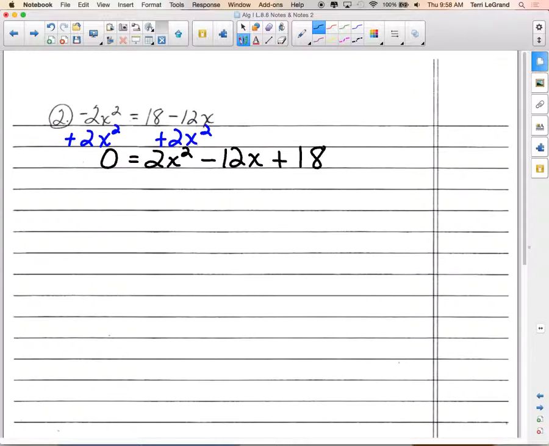Anything staring anybody in the face here? It's divisible by 2. Now, when it's divisible by 2, do you think it might be worth GCFing that out first? Yeah, because then you're going to create an A value that is 1, aren't you? You're going to make your life easier. So remember how when we learned how to factor completely, we said if you can factor out a GCF, do it. So let's do that. We're going to have 0 equals 2 times x squared minus 6x plus 9.